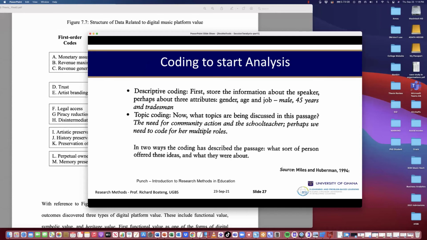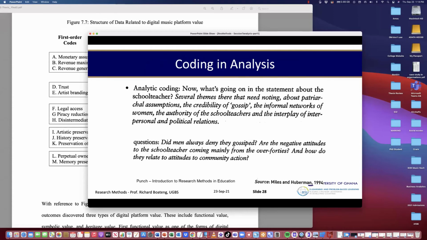So the descriptive code will always tell you what the entity is, and the topical code will tell you what is being discussed. I mentioned that one earlier, we're just going through it. But when you want to do analytical code, you bring the two together. When you bring the two together, several themes can come up: patriarchal assumptions coming from males who are 45 years and above. Number two, the credibility of gossip. When he says that he doesn't listen to gossip, he's thinking, is it women staff? So women are the ones who gossip. Informal networks of women, the authority of school teachers, the interplay of interpersonal and political.